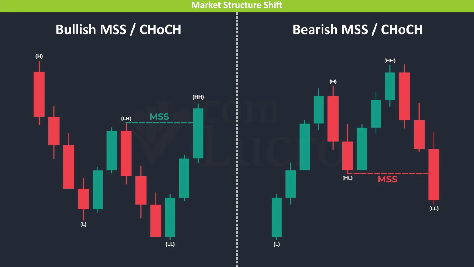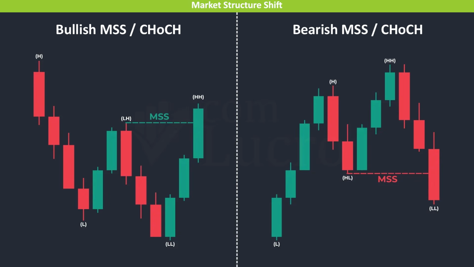In a bearish market structure shift, price first forms a high. Then it creates a higher low, followed by a higher high. The shift happens when price drops and breaks below the previous higher low, forming a lower low. This signals that bullish control is starting to fail.